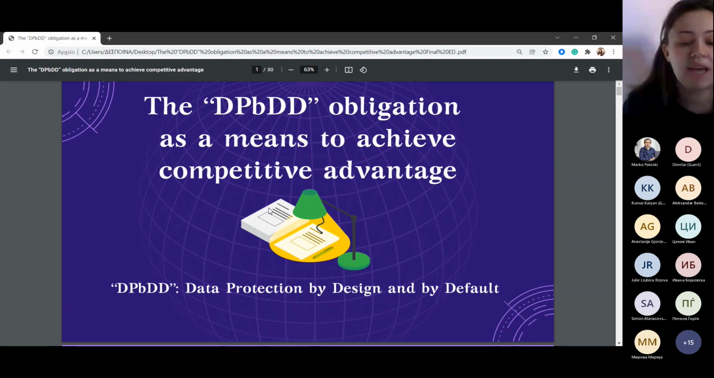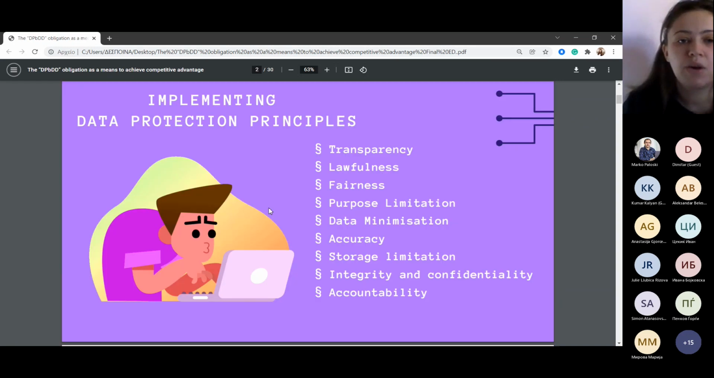This obligation does not require specific measures to be taken. It only requires that we take technological and organizational measures that must lead to the implementation of some guiding principles. These are the main guiding principles that we call data protection principles. We have transparency, lawfulness, fairness, purpose limitation, data minimization, accuracy, storage limitation, integrity and confidentiality, and accountability.